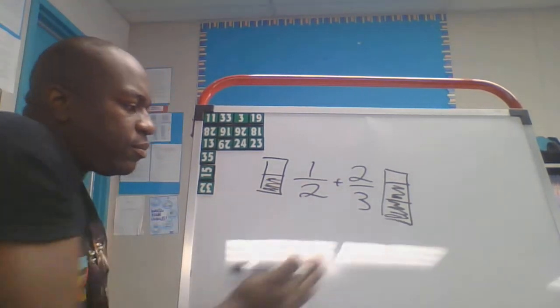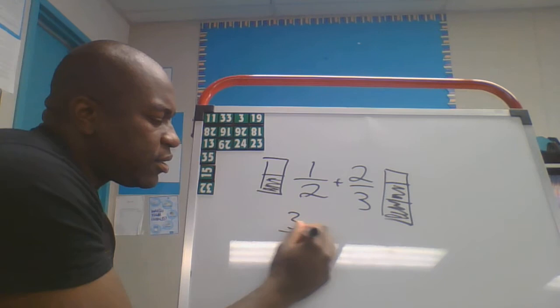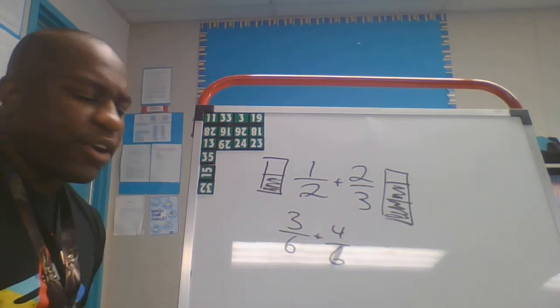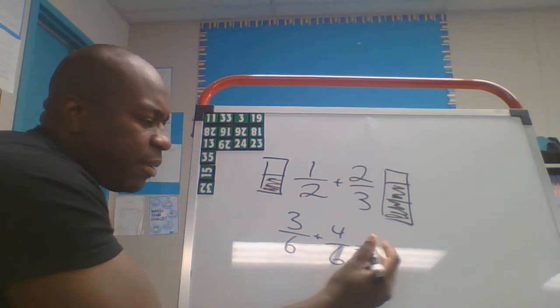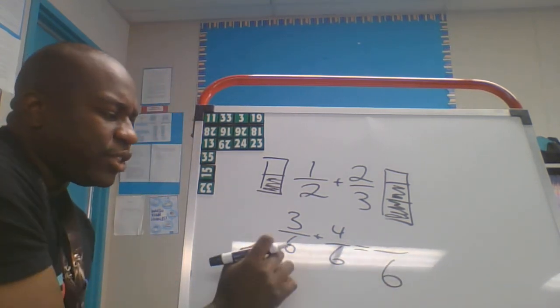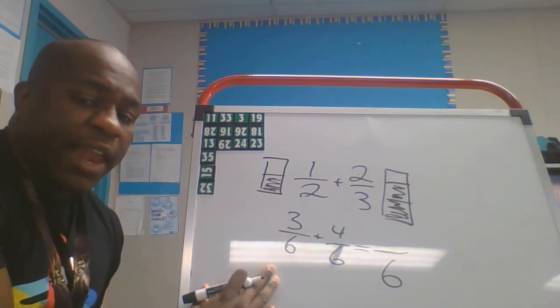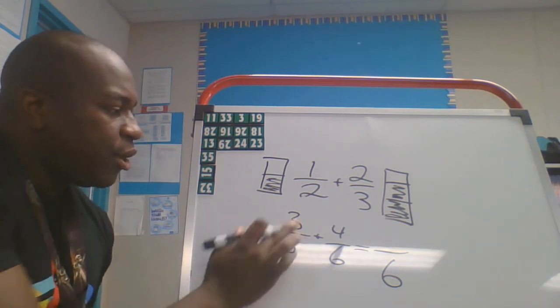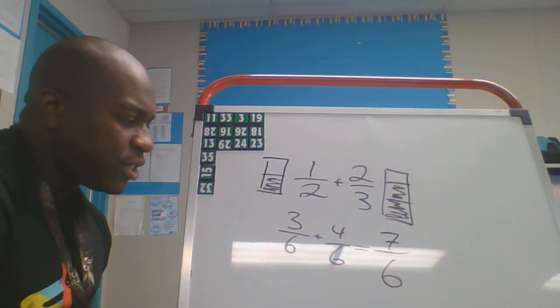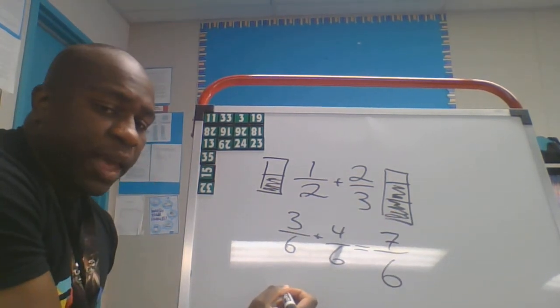Okay, so we have 3/6 plus 4/6. Now when you're adding these together, the denominator stays the same. So this 6 just transfers over because you still need 6 pieces to make one whole. That doesn't change. 3 plus 4 gives us 7. So we have 7/6 as our answer, okay?